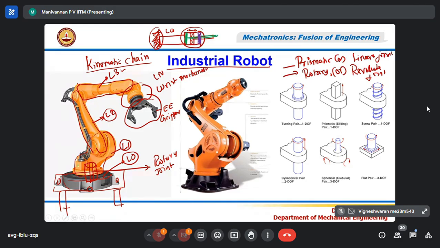Violet is one end, when the piston is at the right dead end. When it comes to the left end, it is shown as green. That means it can move within this range. This is called the stroke length. So this is the distance. How much distance it moves is the stroke.